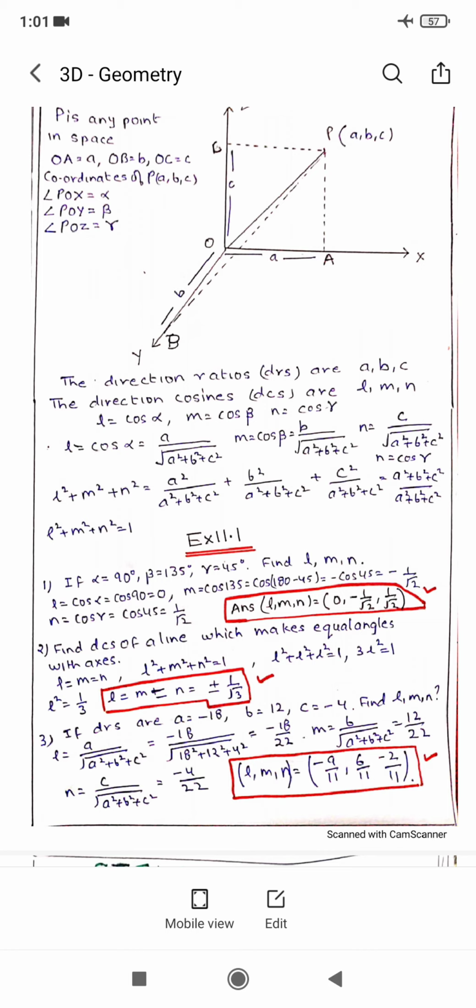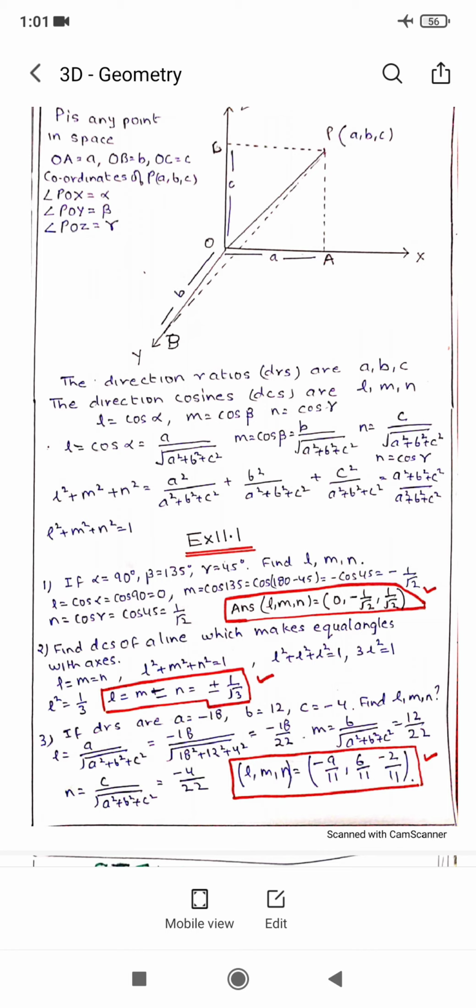Find the DCs of a line which makes equal angles with the axes. l, m, n are equal, but we know that l square plus m square plus n square is 1. So l square plus l square plus l square is 1. 3l square is 1. l square is 1 upon 3 and l is equal to m is equal to n is equal to plus minus 1 upon root 3.